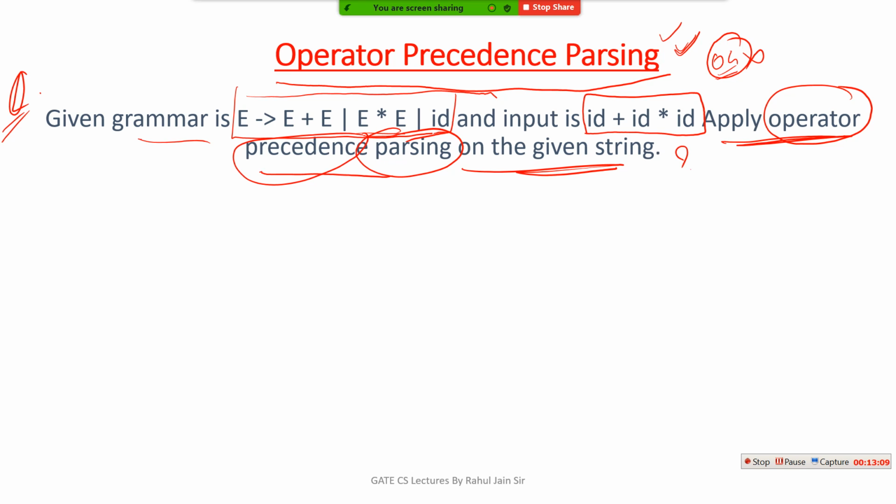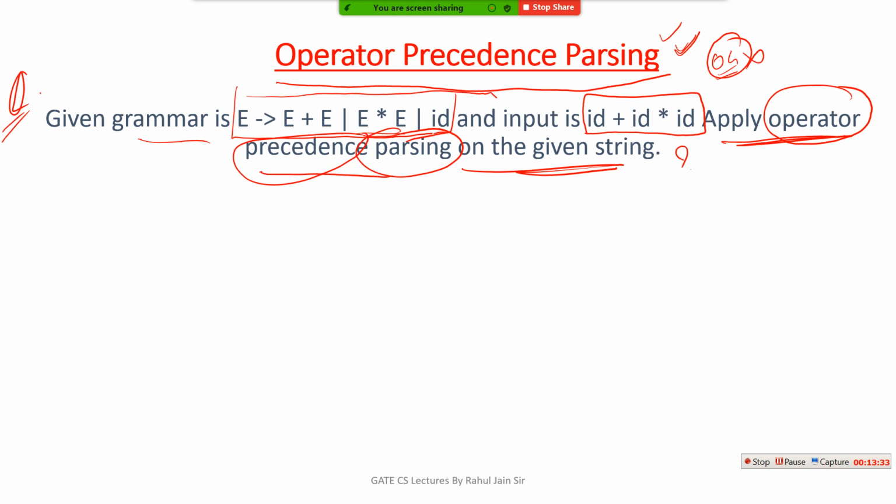So it is very important, guys. Just focus on the screen. It is a very important part, how to construct operator precedence parsing. It is a very important topic. So just focus on the screen, on how to construct the operator precedence parsing table for the given grammar.